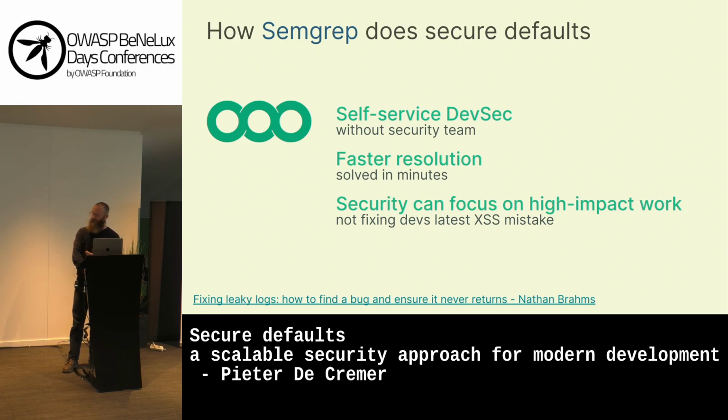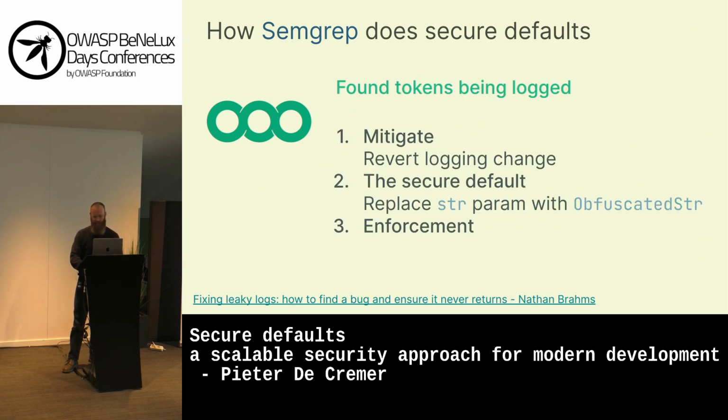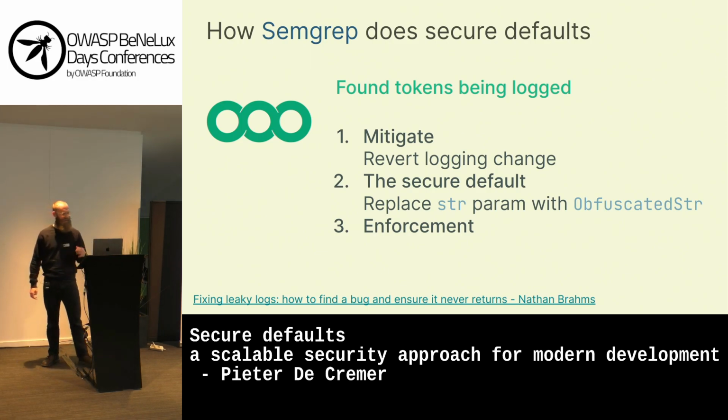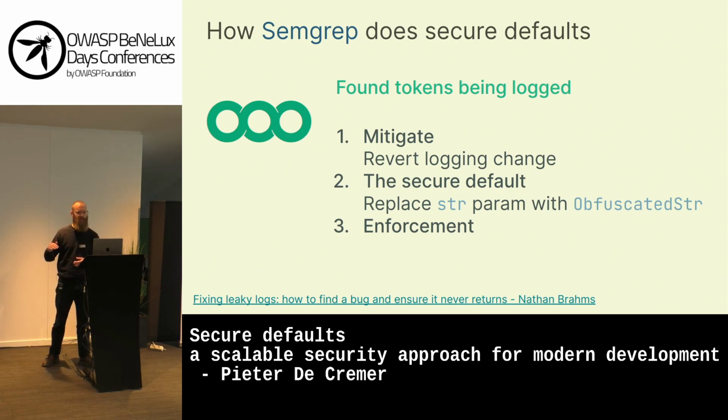And the security team that we have now can focus on higher impact work and not just fixing the next bug that developers introduce that we're aware about. And basically, I have an example here. What happened was when trying to debug a certain problem, the log level was changed to debug level instead of error or warning, what it was set to. And suddenly, our developers saw that tokens were being logged in the logs. Sensitive information that shouldn't be there.